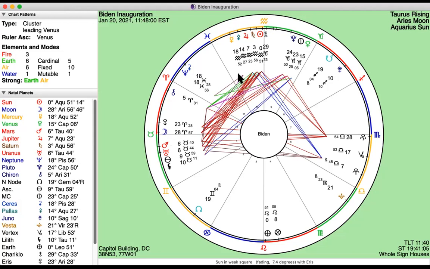Moon in Taurus is also a very stable moon. It's a moon that goes with the natural flow of things, and this is a challenge for him. This assumption of authority is a challenge for his emotional state of being.